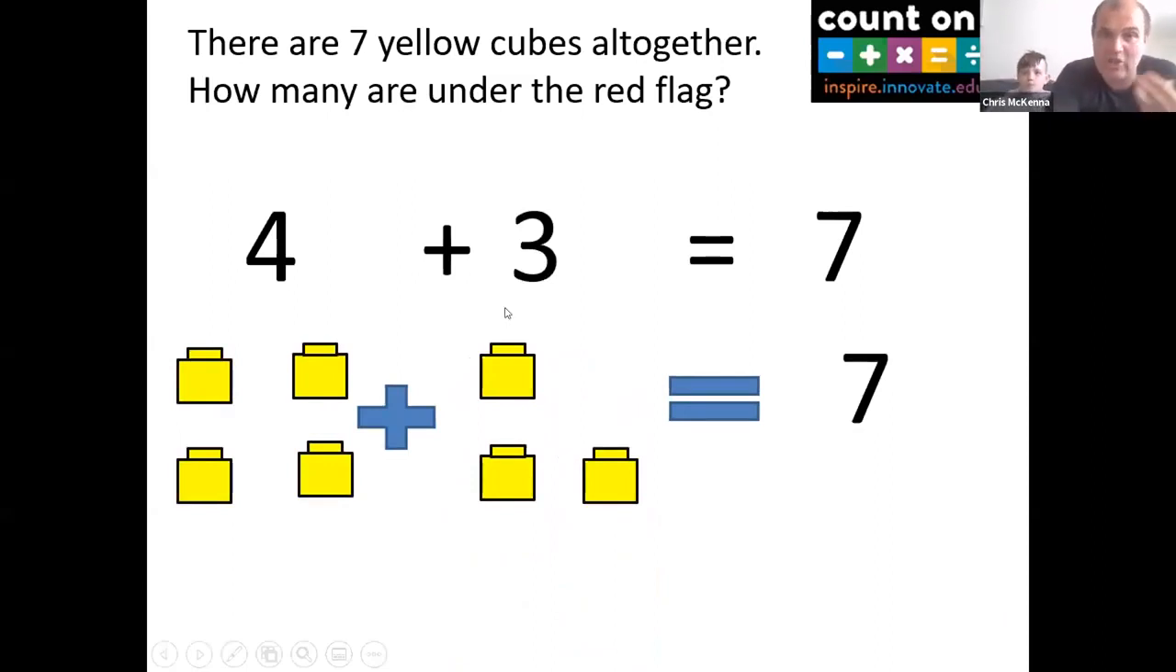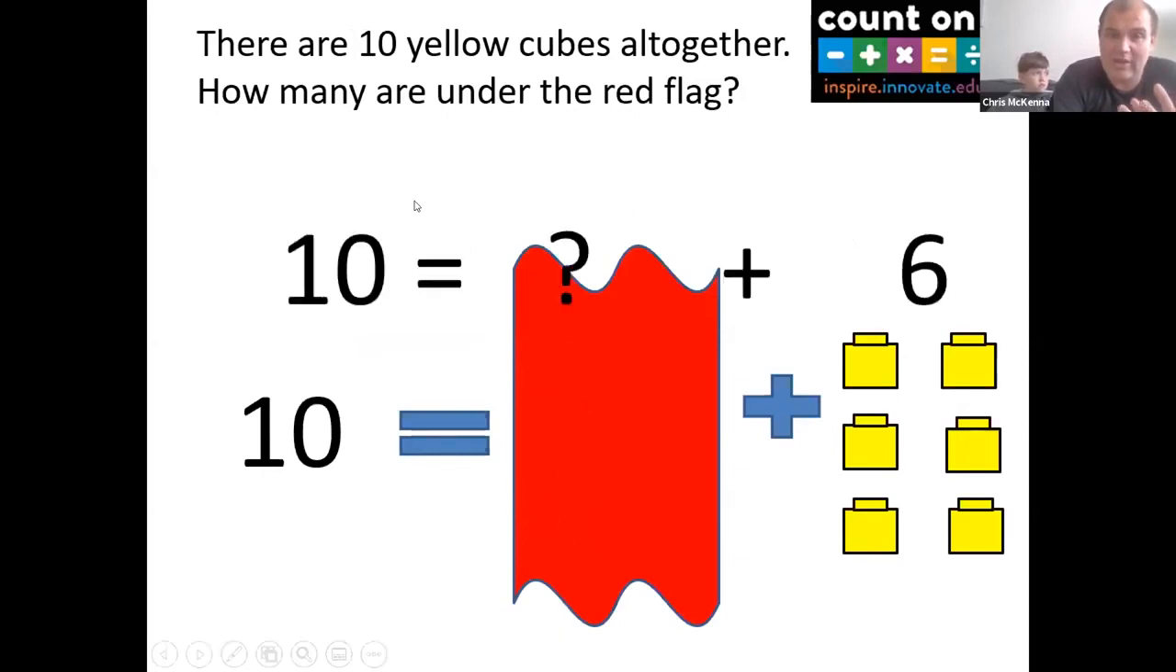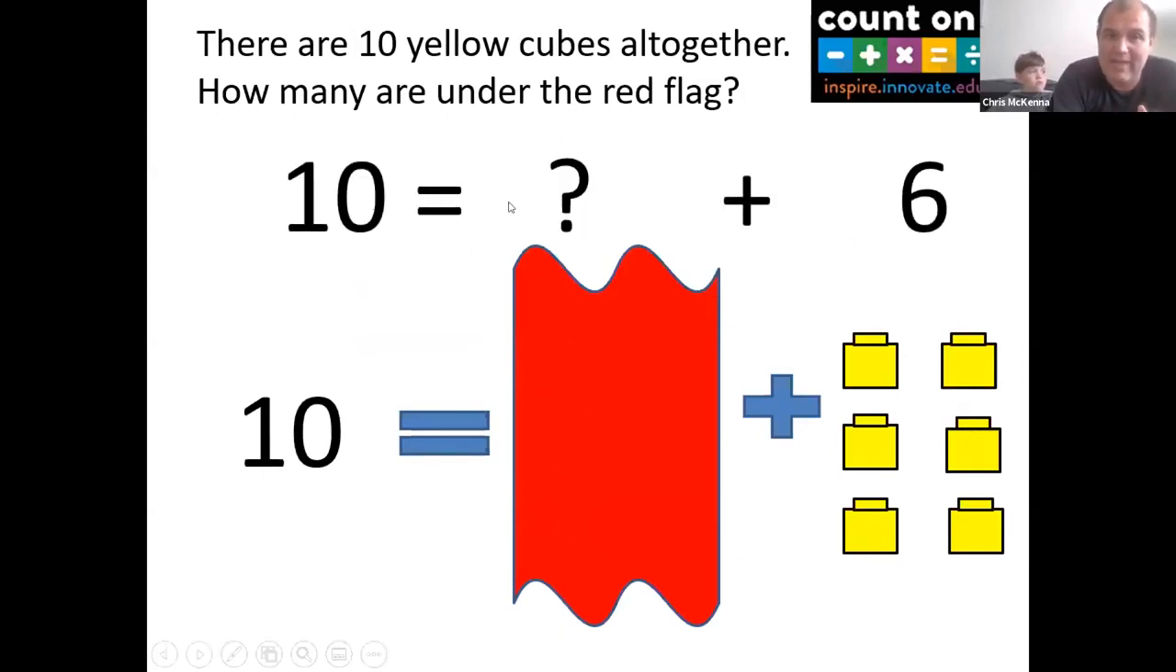We're not using letters just now, we're just using a wee symbol to represent the missing number. So here we've got 10 yellow cubes altogether. How many are under the red flag? So again, if I introduce a wee algebraic statement, 10 equals question mark plus 6. I've told you there's 10 cubes underneath both flags, so what must be under here? It must be 4.